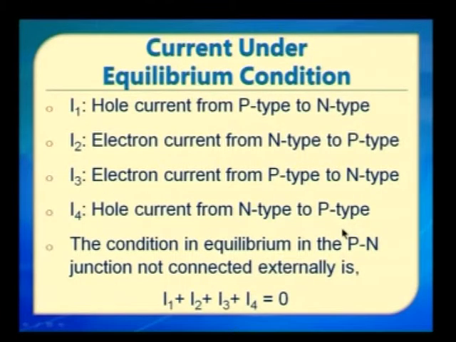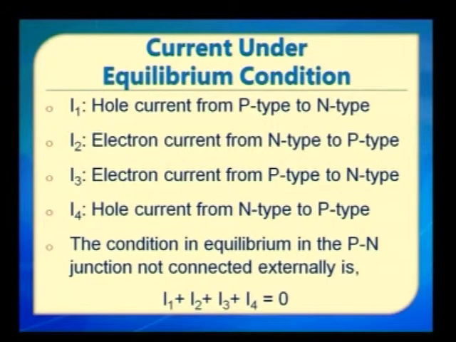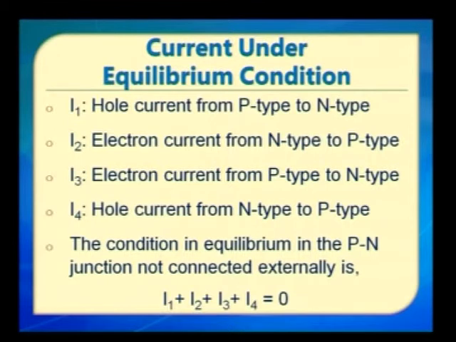Generally, when you combine p and n, the 4 current components will be there. What is I 1? The hole current from p type to n type. P type contains excess carriers that are holes. The flow of holes from p type to n type makes I 1. I 2 is the electron current from n type to p type. The currents I 1 and I 2 are due to the flow of excess holes and excess electrons respectively, whereas I 3 and I 4 are due to the minority carriers.